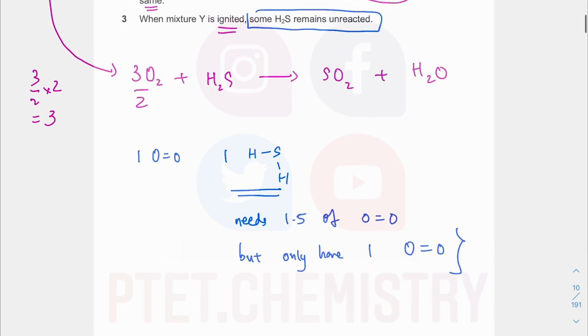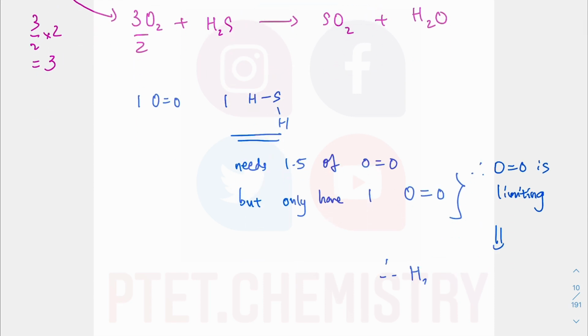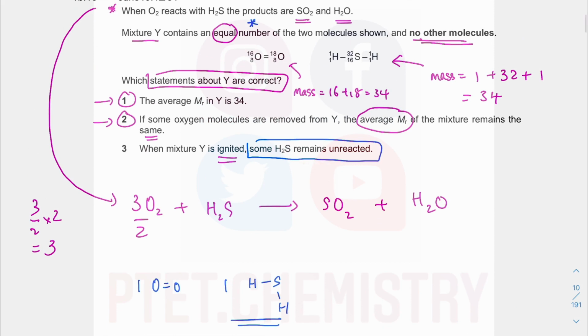So we say, therefore, the oxygen is limiting. Okay, that means you don't have enough of it. That means this is the one that is the limiting reactant. It is completely used up. All right. If this is completely used up, then guess what? The H2S is in excess. So therefore, H2S is in excess. You will have some of it that is unreacted at the end of the reaction if you ignite it. Okay. So guess what? Some H2S remains unreacted because H2S is in excess. So all 3 are correct.